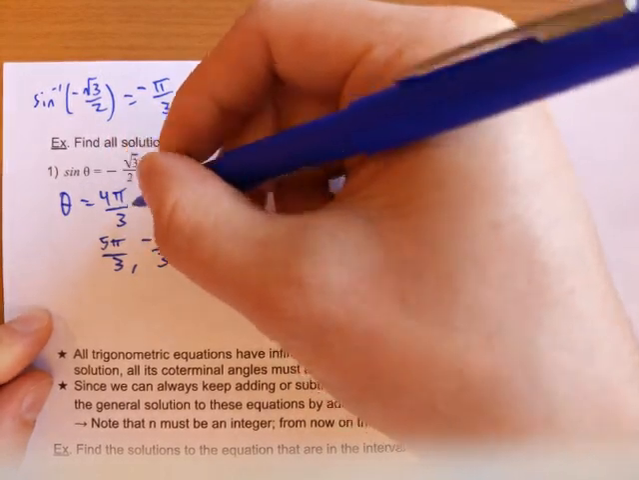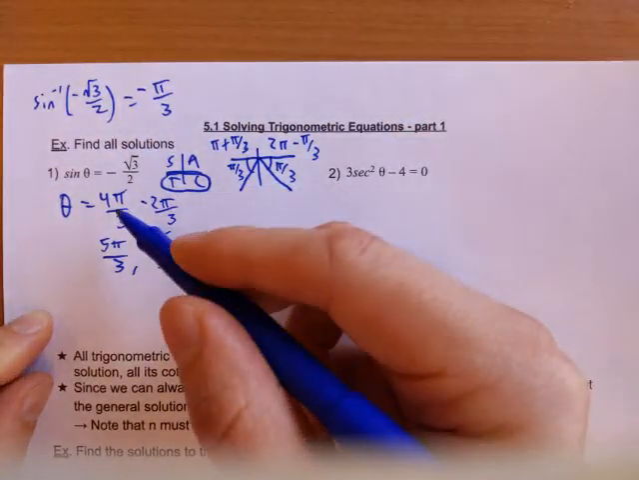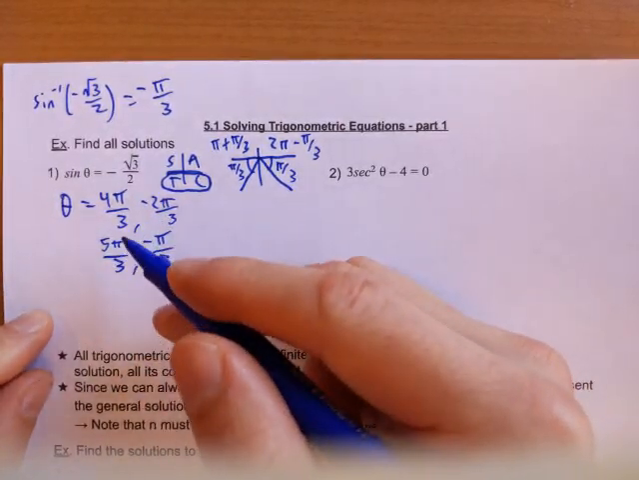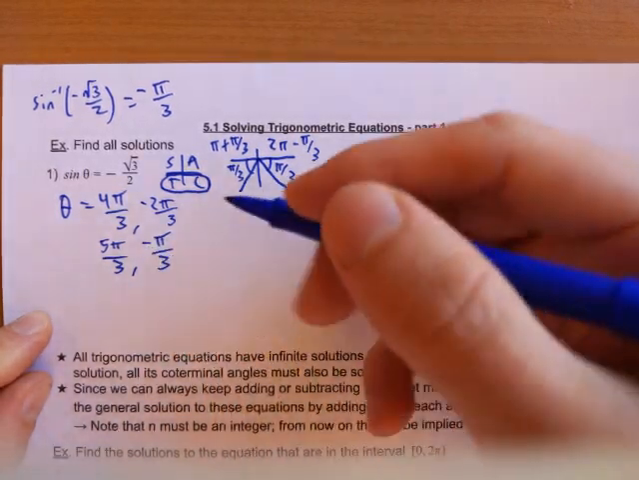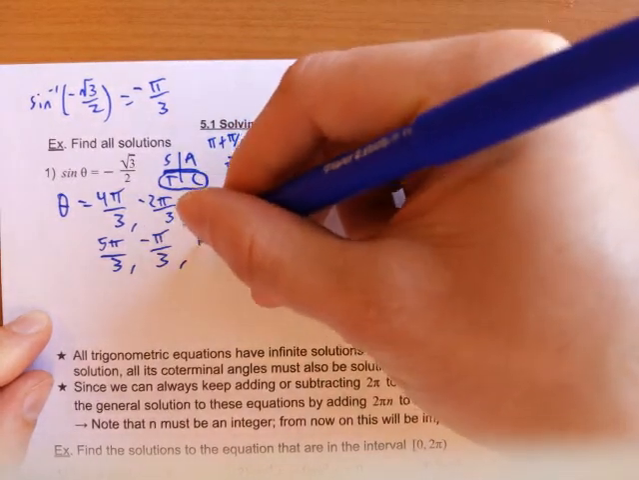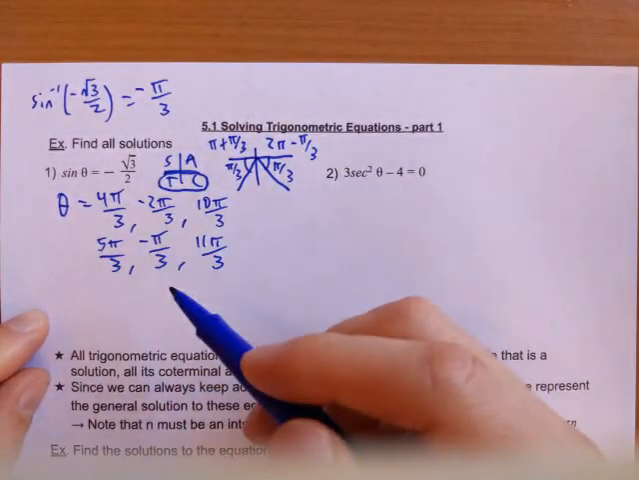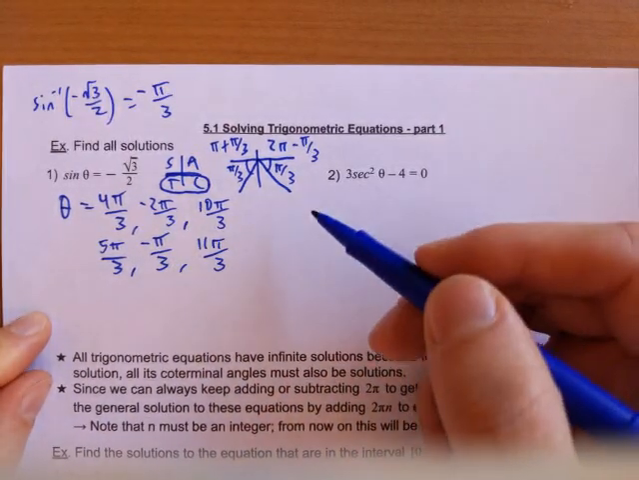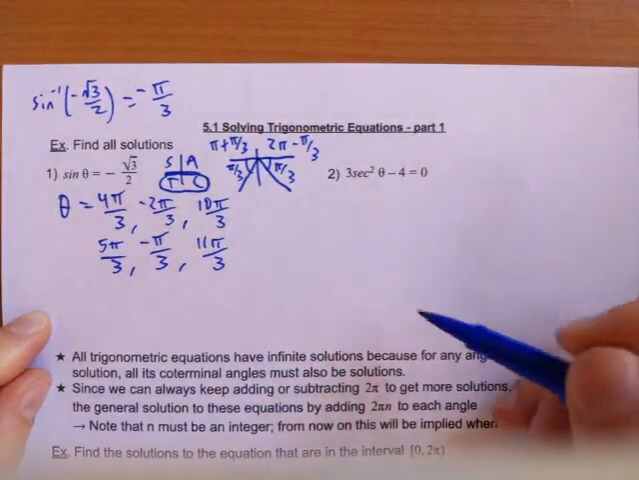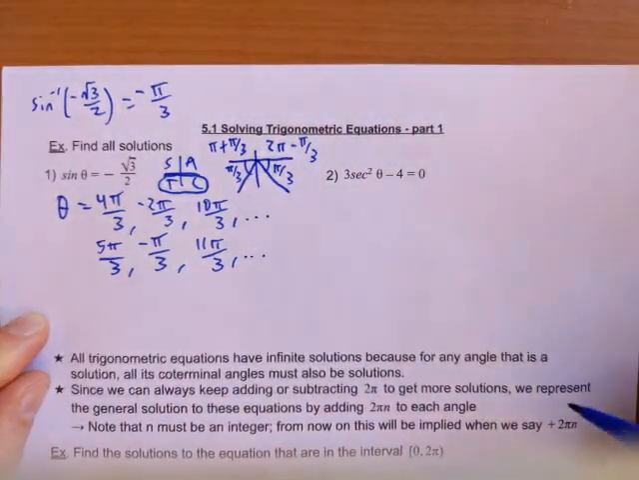So I could subtract 2 pi from this one. That would be negative 2 pi over 3. Subtract 6 pi over 3, subtract 2 pi, we'll get that. You could also add 2 pi to these. If I add 6 pi over 3, then this one would be 10 pi over 3. This would be 11 pi over 3. These are all different angles that rotated different ways, but they all land in these same two exact spots with that same reference angle and have that same trig value. So there's an infinite number of solutions.